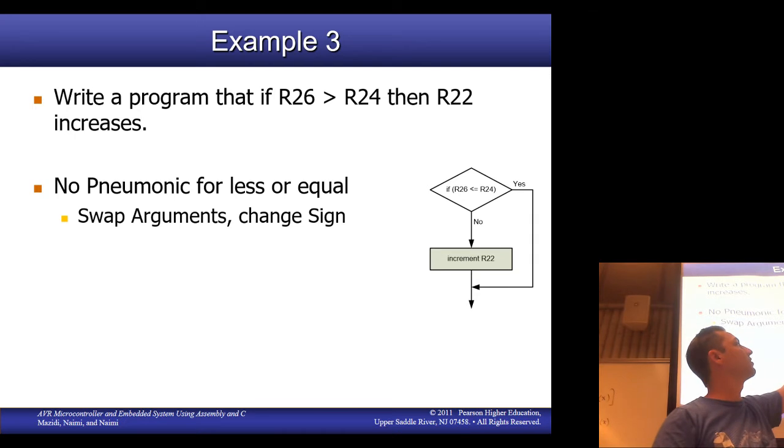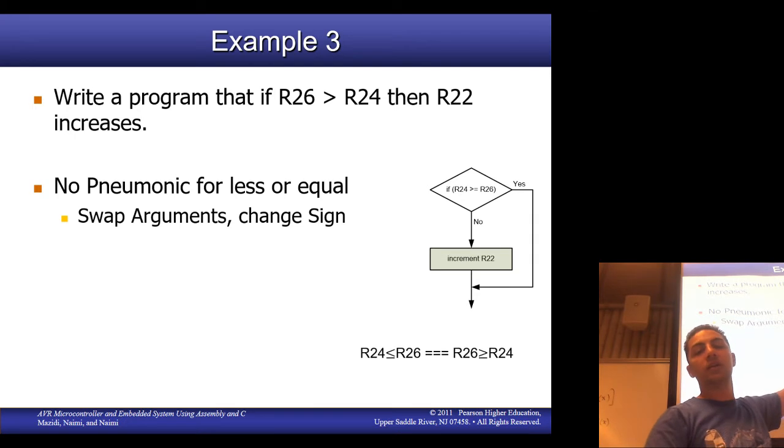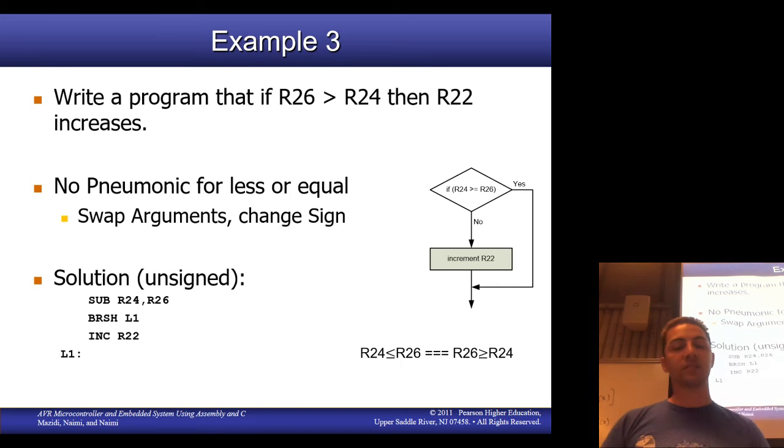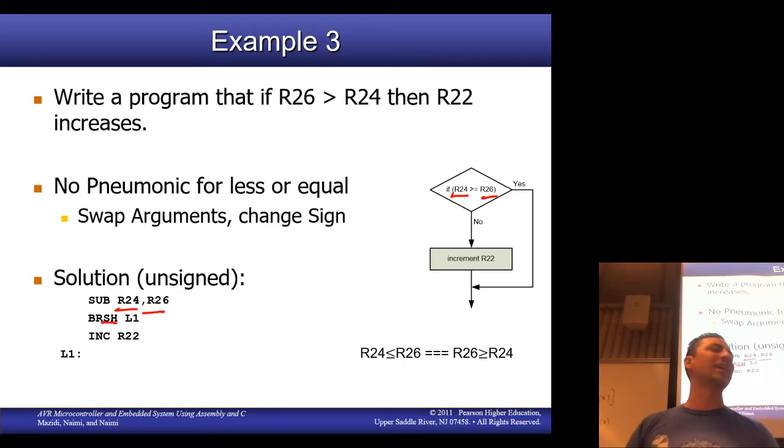I went R26 less than or equal to R24. Then you swap it: R24 greater than or equal to R26. And again, the order is implied in the subtraction. So here I say same or higher, again, using unsigned. If I wanted to use signed numbers, I would use BRGE, greater than or equal to. And that takes care of if. If this, then that.